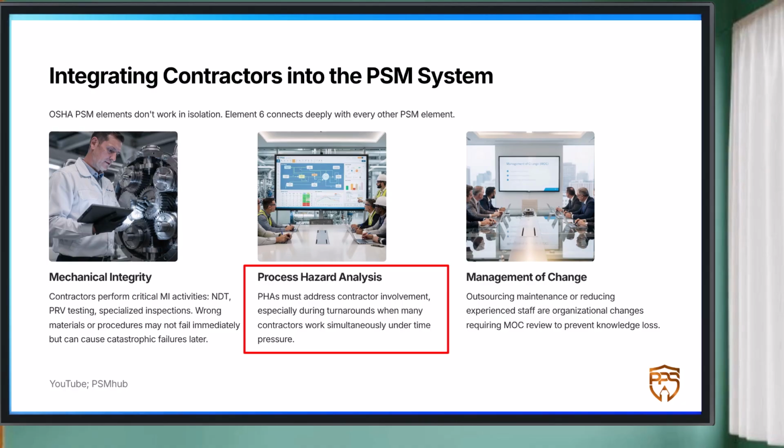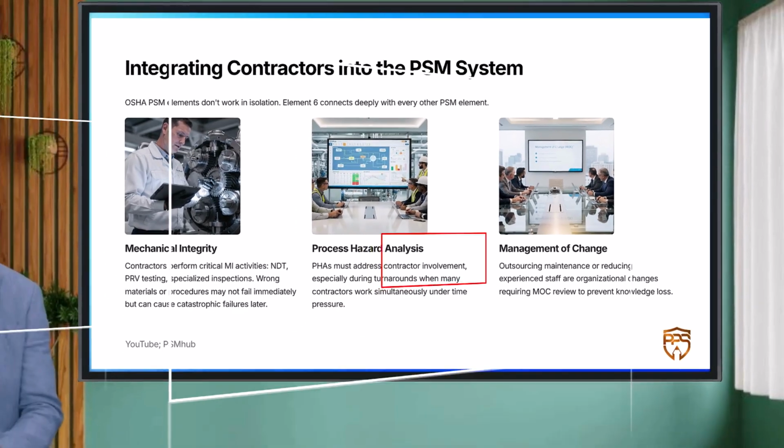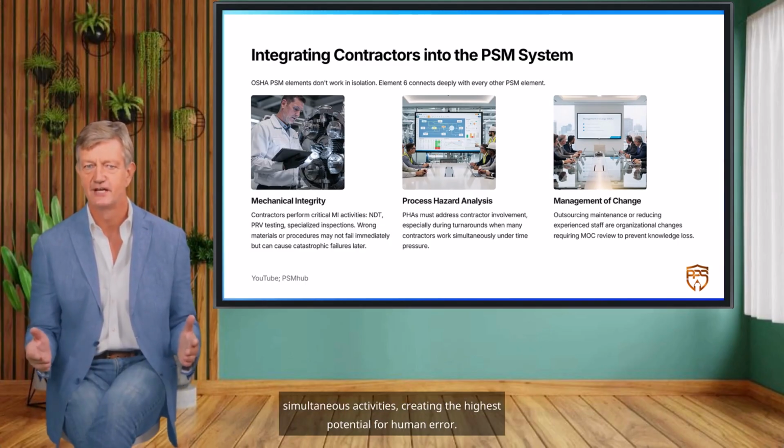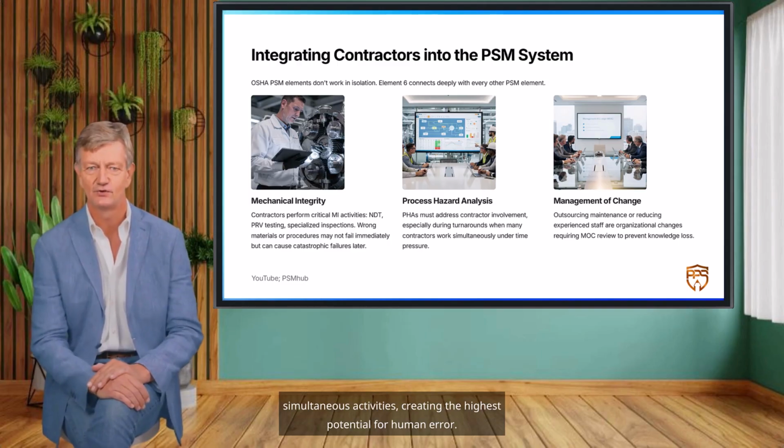During PHAs, teams must specifically evaluate contractor involvement, particularly during contractor-intensive periods such as turnarounds and shutdowns. These periods involve many contractors, many permits, and many simultaneous activities, creating the highest potential for human error.